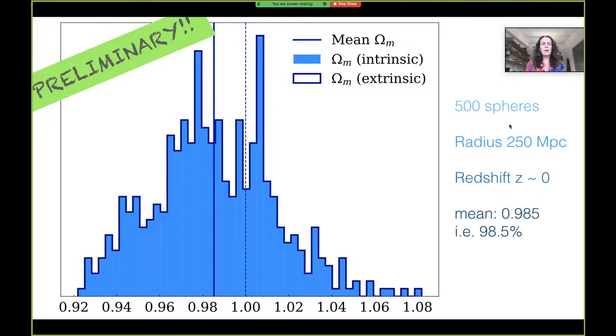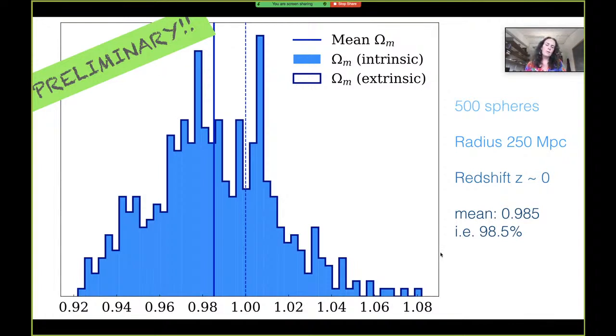So all we're looking at here is a histogram of 500 spheres within our simulation of a 1 gigaparsec volume. Each of these spheres has a radius of 250 megaparsec. This is all at an effective redshift of zero. And what we're measuring here is the mean omega matter. So the solid histogram is the new intrinsic formalism, and the empty line histogram is the extrinsic formalism from our previous results. So basically the point of this plot is that they're exactly the same, and that's kind of expected because there's not too much difference in terms of the definition of omega m. So what we find here, the mean over all of these spheres, is that our universe is 98.5% matter, which is pretty close to the 100% that we would expect if we did match the FLRW solution.